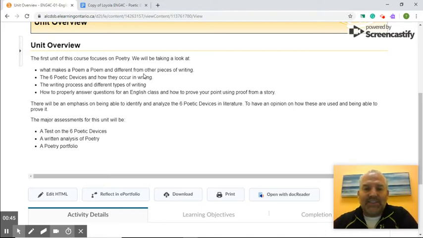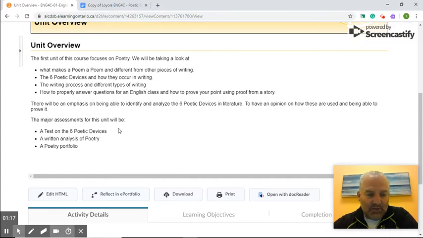I'm going to take a look at the 6 poetic devices. You'll see these are quite similar to the elements of a short story. So if you have a good comprehension from our short stories unit of the elements of a short story, you'll see the similarities and commonalities between these two. We're also going to take a look at the writing process, and look at a couple different types of writing than we did in the express and reflect part in short stories.